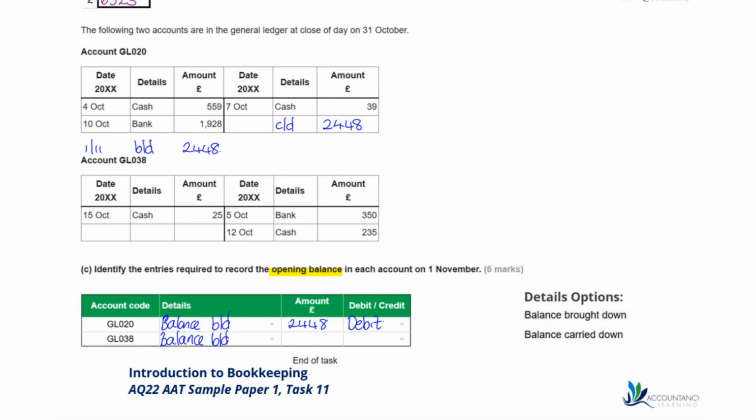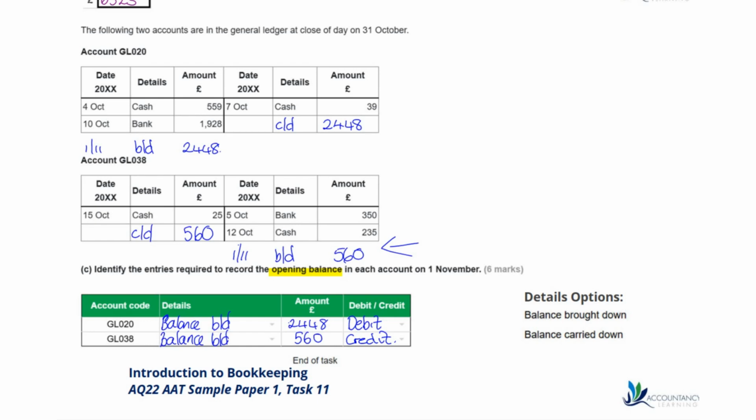And then we can do the same for account GL038. What is our balancing figure? This time it's going to be carried down on the debit side, and the balancing figure is 560. So the amount that we put in as our answer is 560. And then because we've carried it down at the end of October, we're going to bring down at the beginning of November that same amount, and this time it's on the credit side.